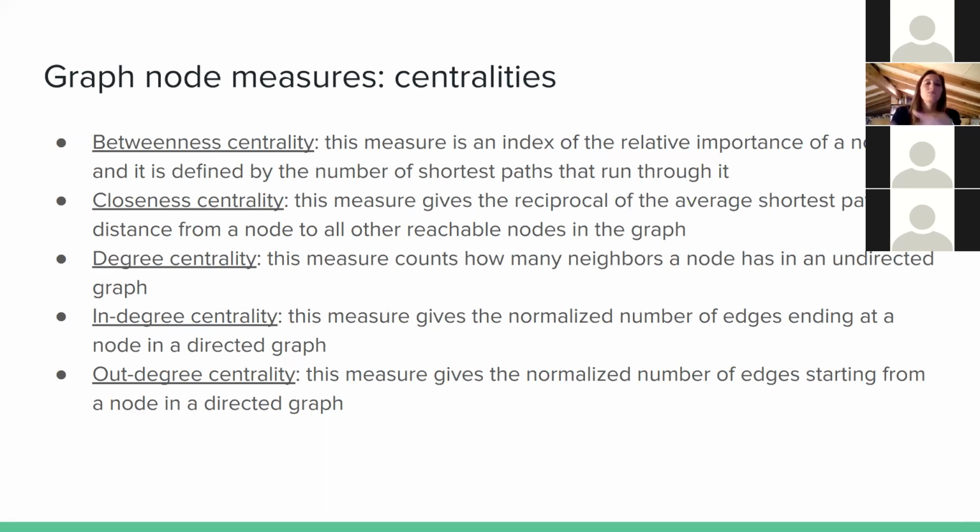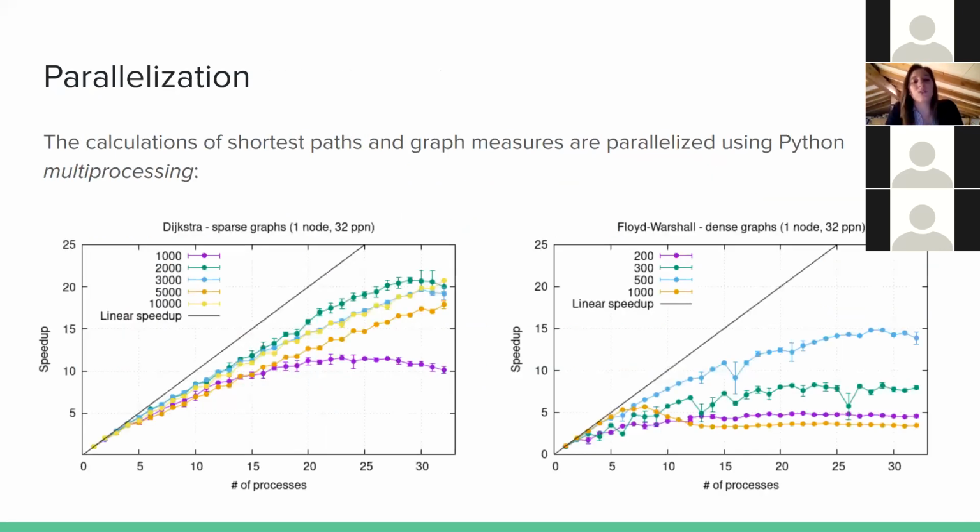Okay, now, I'm not going to go into the details of the code. You can find it on the GitHub page, but I just wanted to mention that for the shortest path calculation and for the graph measures, we always have a parallel version of them. We used Python multiprocessing, and here in the graphs, you can see the results we got on synthetic data. On the left, you have Dijkstra's algorithm for sparse graphs with sizes from 1,000 to 10,000, while on the right, you have Floyd-Warshall, so dense graphs, with sizes from 200 to 1,000.